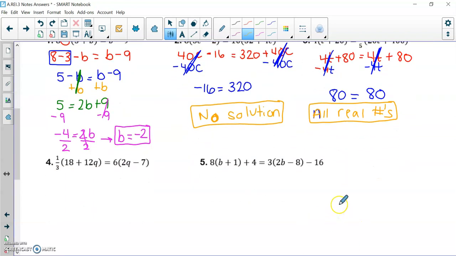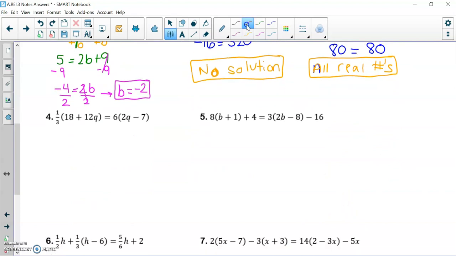All right, moving on to number 4. I'm going to first simplify the left side and the right side. So simplifying the left side, I get a 6 plus a 4q. Simplifying the right side, I get a 12q minus a 42. Now I'm going to get the variable on one side by either subtracting this 4q over to the right or subtracting this 12q over to the left. It does not matter, but I'm going to subtract the 4q over to the right.